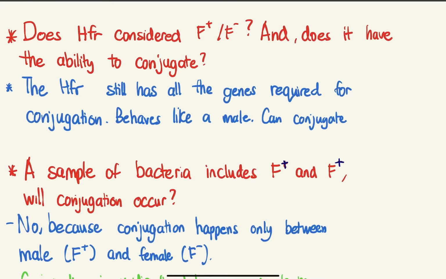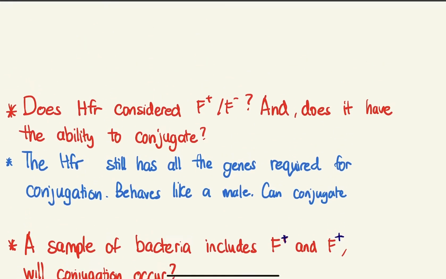The whole point of conjugation is passing on the fertility factor from the male to the female via the conjugation bridge. And if both of them have it, there's no point of having conjugation. So it's important to understand that there's a specific gender requirement in this entire process.